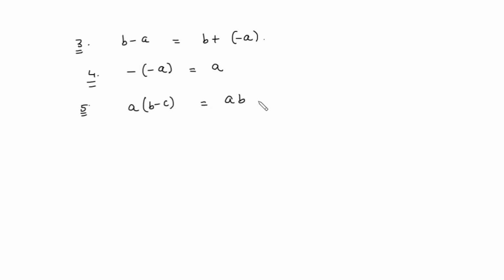Now the third is we know that b minus a is the same as b plus negative of a, one and the same thing. Similarly, minus of minus a is the same as a. And all these are real numbers. In case of real numbers, this thing holds. a times (b minus c) is the same as a into b minus a into c. 0 times a is 0, the same as a into 0.